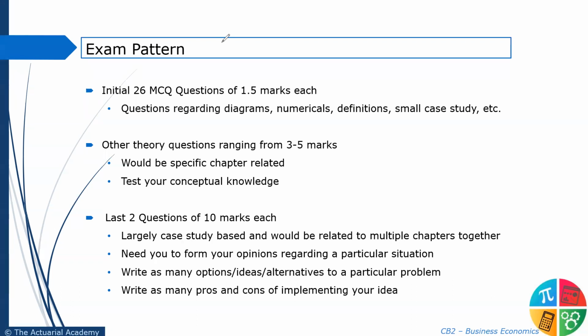After 2019, what was the pattern in all the attempts? This is that particular pattern. So you will be having 26 MCQ questions of 1.5 marks each, totaling to 39 marks. So you might think, okay, MCQs will be very easy. That's not the case. You can talk to some of my past students as well who have given the CB2 exam.